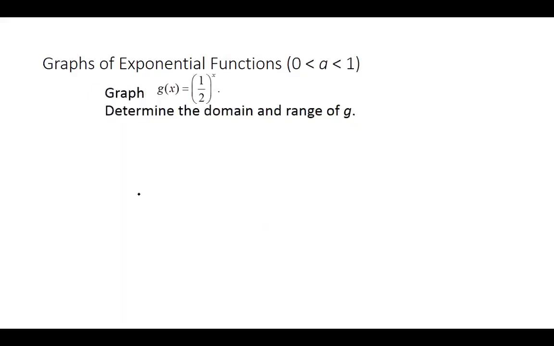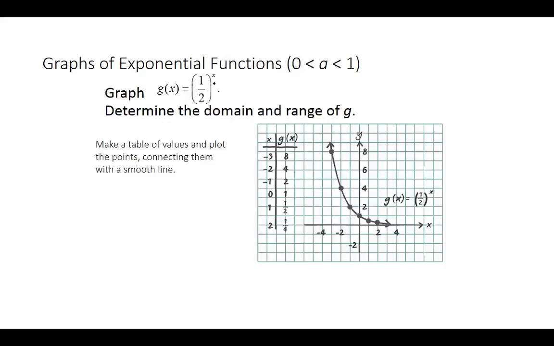This would be an example where we want to graph a function when the base is between 0 and 1, in this case 1/2. We want to graph 1/2 to the power of x and find the range and domain. We're going to set up the table. If x is equal to 0, anything to the power of 0 is still equal to 1. So you can see at x equal to 0, g of x is equal to 1.